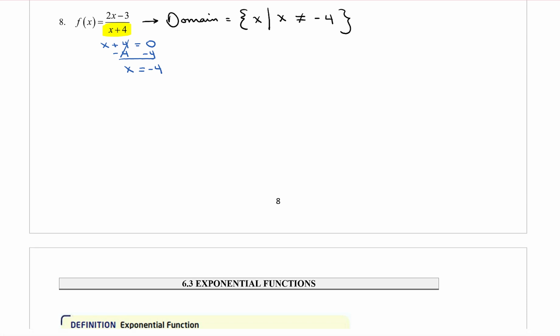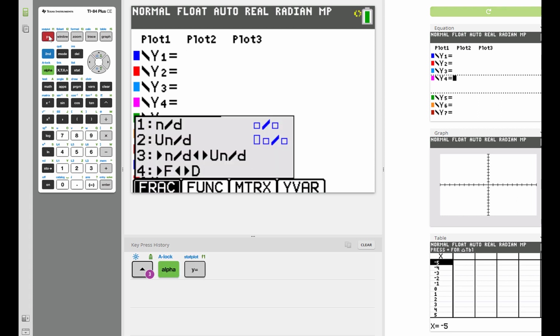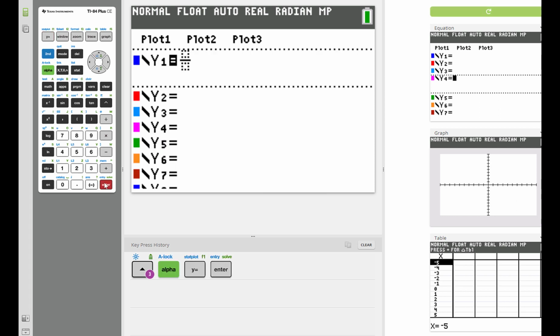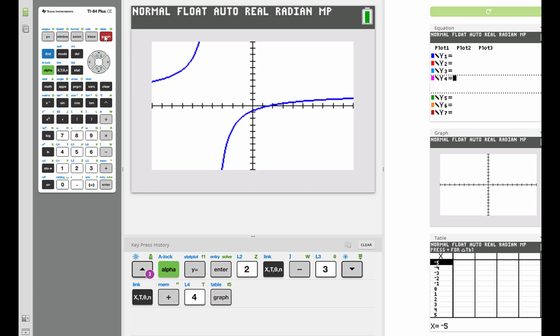The easiest way to find the range is to use the graphing calculator. Just go to the graphing calculator and try to figure it out by looking at the graph. It's probably the quickest way to get the range, especially if you have a rational function like this one. So I'm going to type this into the calculator, and this is going to come out to this.